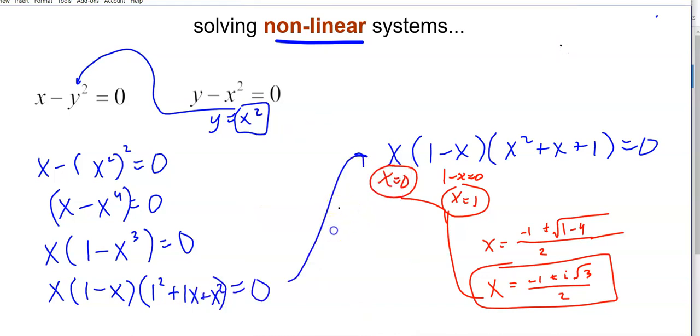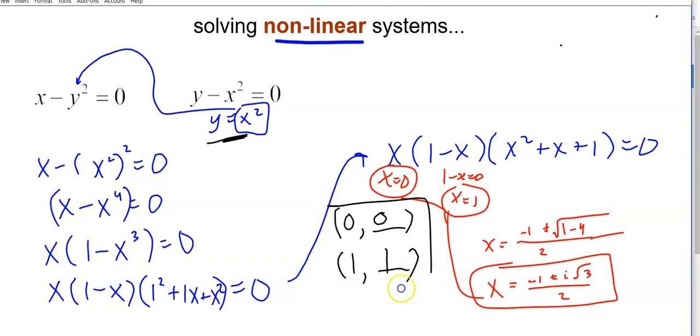So my solutions are: I know there's a solution when x is 0. I don't know the y value. I know there's a solution when x equals 1. I don't know the y value. So you've got to plug in to one of these. This one's solved for y, so I'm going to plug in. If you plug in 0, you get y is 0. Okay, so I know that's one of the solutions. Plug in 1, 1 squared is 1, so y is 1. Those are two solutions.